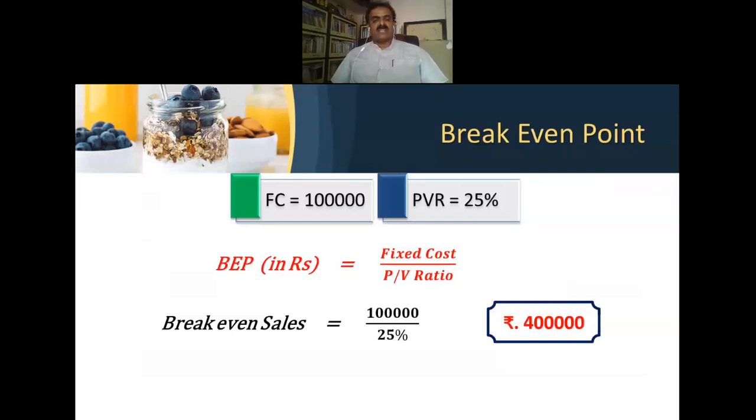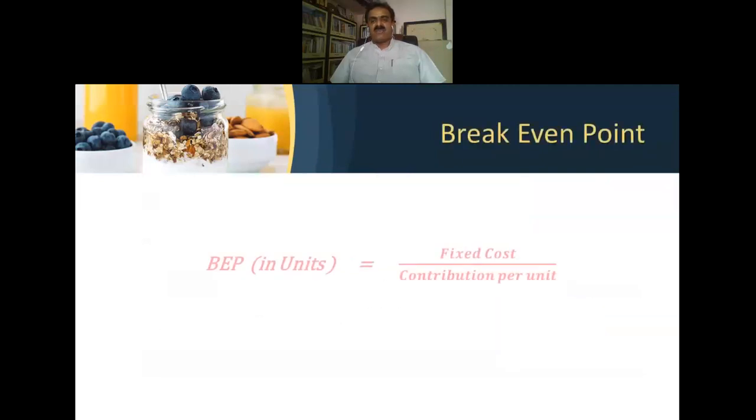Once you calculate this break-even sales, if you divide it by the selling price per unit, you will get break-even units. So if you know the sales, you can calculate units. If you know the units, you can calculate break-even sales. So 4 lakh rupees divided by 120 rupees, the selling price, you will get break-even units. Or if you know the break-even units, multiplied by selling price per unit, you will get the break-even sales. So let us see a separate formula for calculation of break-even in units, that is fixed cost divided by contribution per unit. If you take the PV ratio, you will get break-even sales. If you take contribution per unit, it will be break-even point in units.